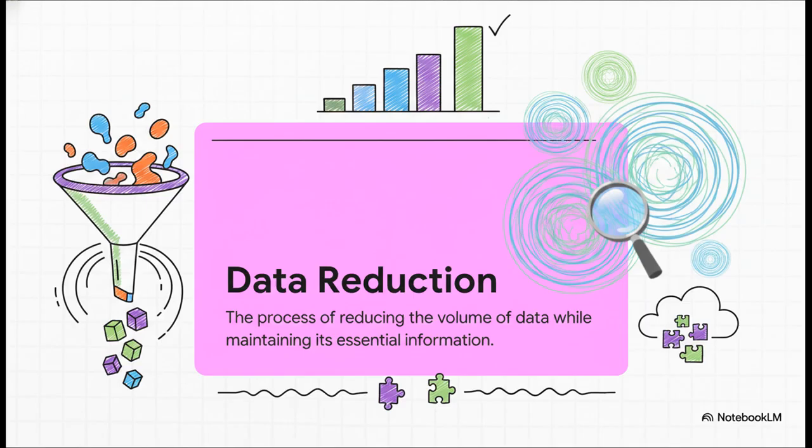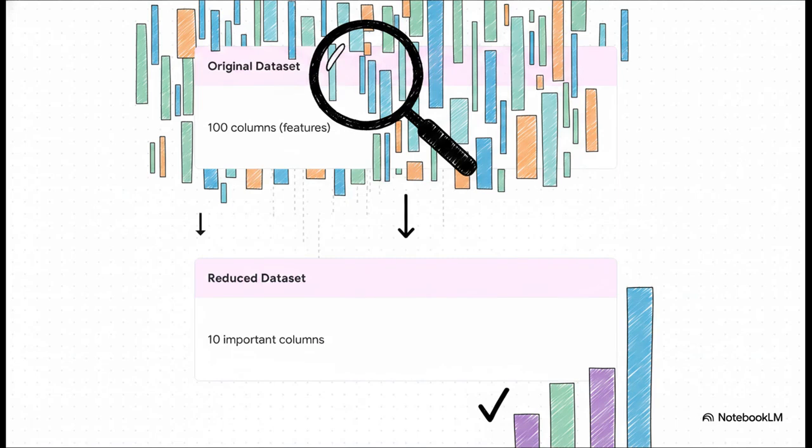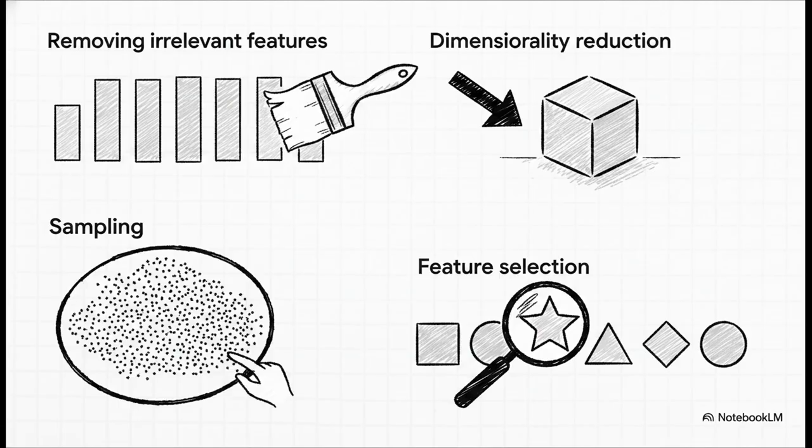And last up, data reduction. The goal here? Make the data smaller, but keep all the important stuff. Think about it like this: going from 100 columns of data down to just the 10 you really need. How do we do it? By dropping useless features, sampling, or using cool techniques like PCA.